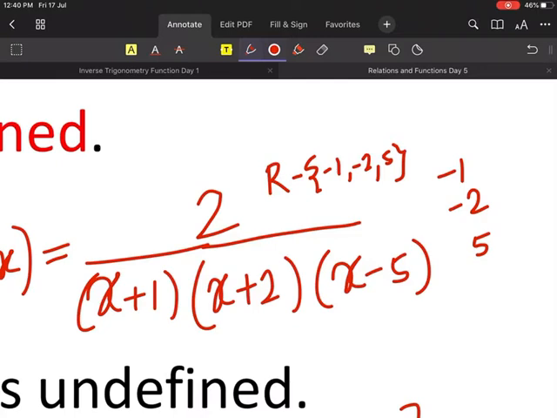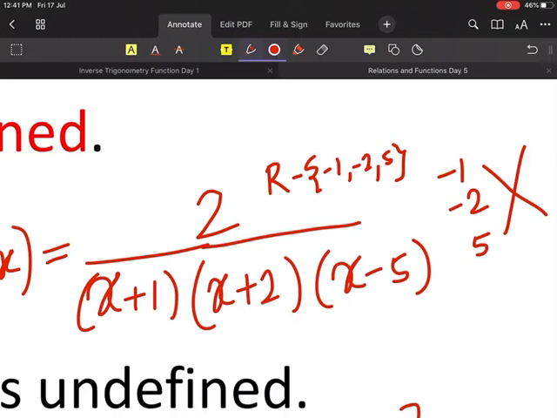Once again, now look at your first thing. Are you clear about this one? That for the value of x to be minus 1, for the value of x to be minus 2, for the value of x to be 5, the function becomes undefined. Have you understood this portion? So these 3 values, I will try to remove them. Now how can I remove these values? So real numbers means what? All the possible values of x.